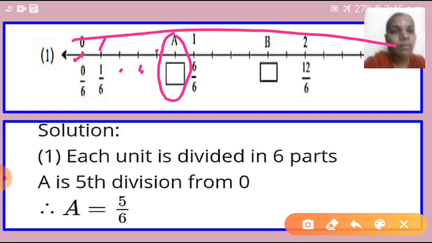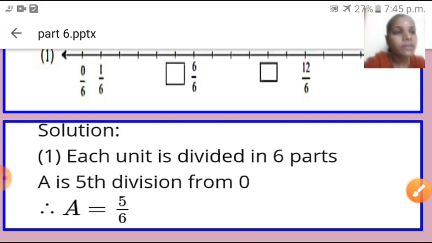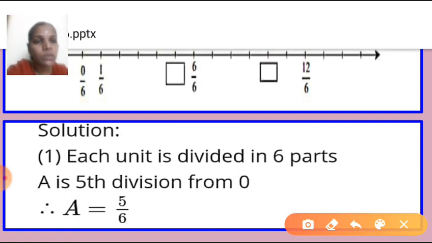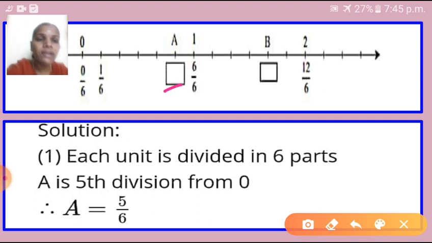Yes, children, what will come here? 5 upon 6. So A is 5 upon 6. Below I have given the solution also. Each unit is divided into 6 parts. So A is the 5th division from 0. So A is equal to 5 upon 6. Understood, children? Yes. So next one is here.